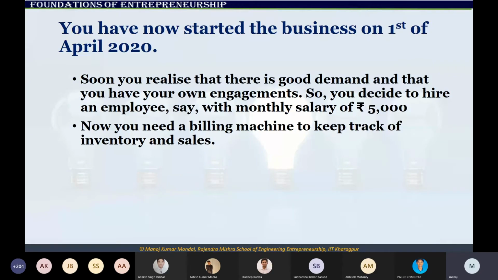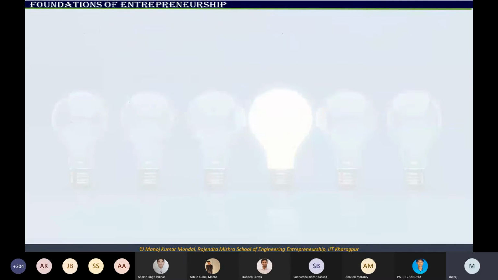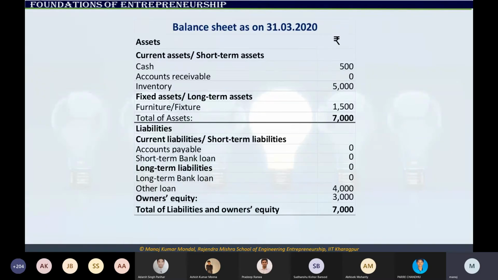So you hire a guy so that he remains during the period when you are in the class. So you pay him 5,000 rupees. When you recruit a guy, you cannot depend on him with cash, with everything. So you want to buy a billing machine so that whenever he does a transaction, it is entered into the billing machine. At the end of the day, you can match the stock, take inventory, meaning whatever inventory is there and how much is less. So you match that with cash and you see that whatever is less has been sold and the money is there in the cash box. So for that, you need a billing machine as well.